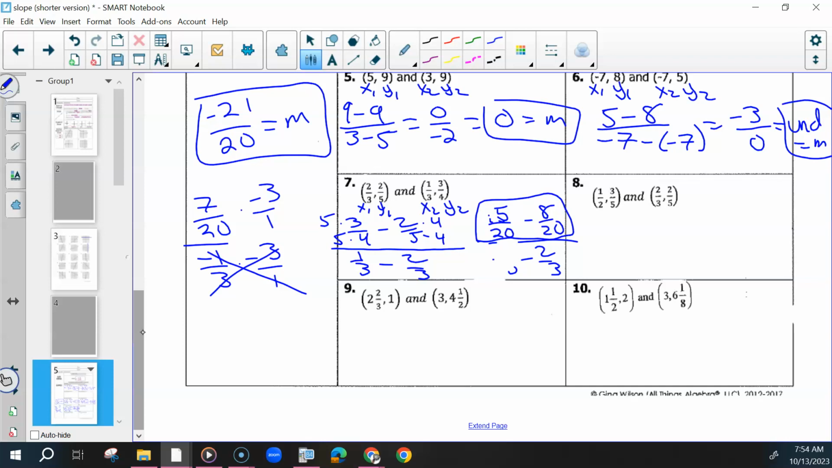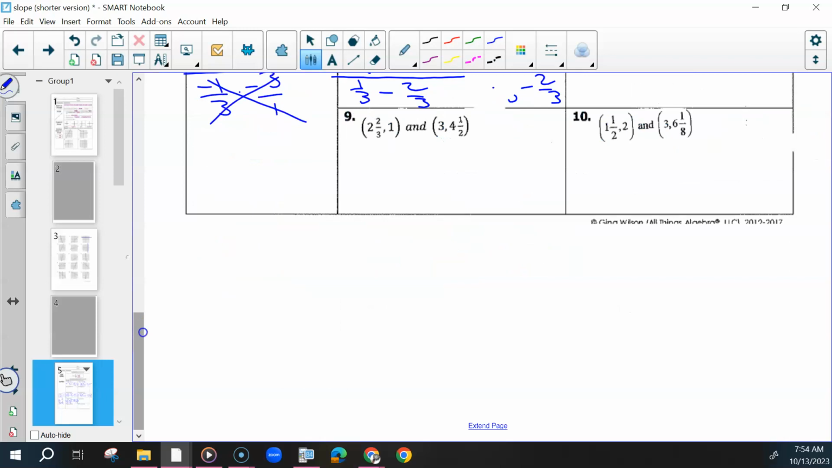I'm just going to scroll down. Alright, so we're going to do the same thing for number 9, and then I'm going to have you guys try 8 and 10. So, just in case we're unaware as to how to change this, I'll show you in the calculator, but I'll also show you by hand.